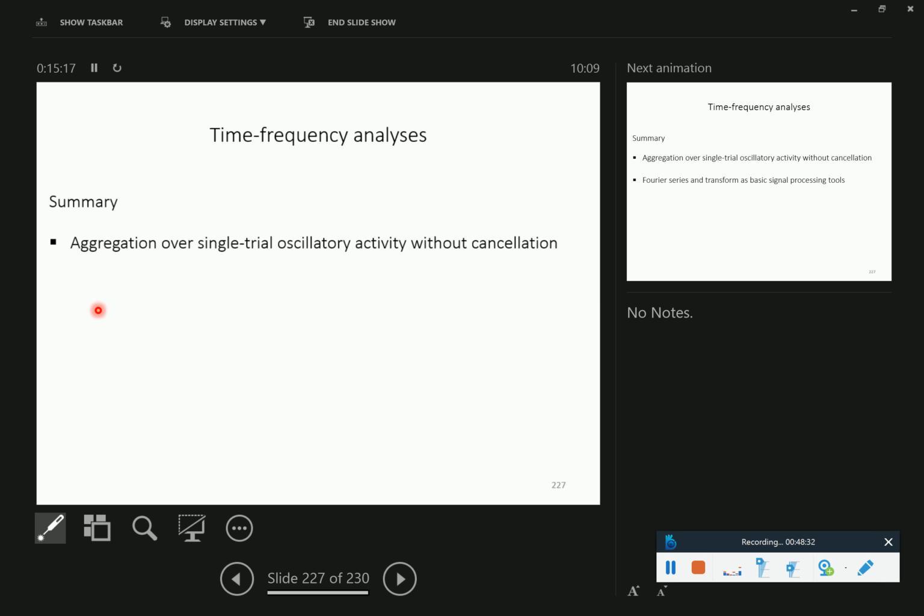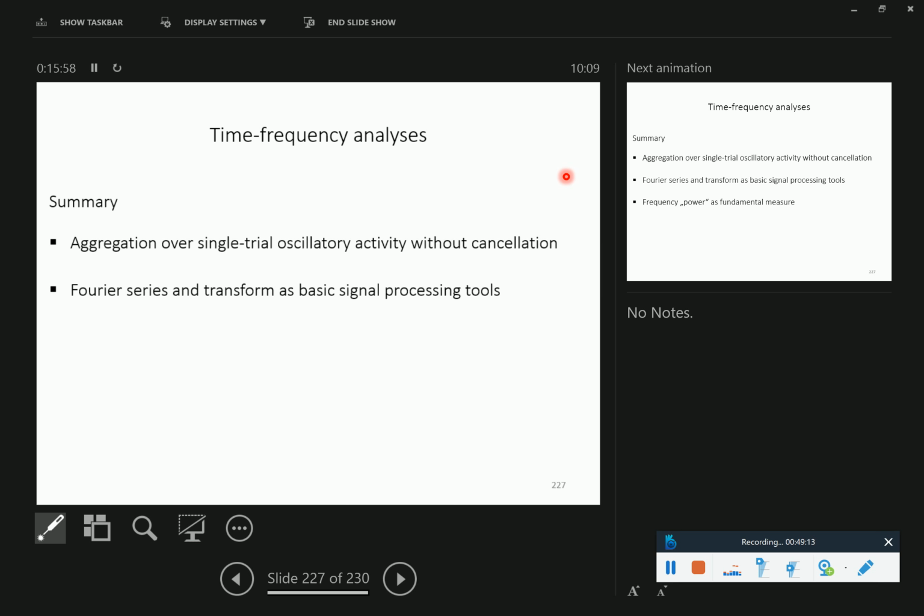Good, so summary. The motivation for time frequency analysis is to aggregate single trial oscillatory activity without cancellation. That's the basic motivation. But then in the end, maybe this is not always what is being shown. Fourier series and transform are basic signal processing tools used for this, but the whole Fourier analysis business is mathematically not that involved. It just rests on calculus. You don't need probabilistic models to understand the Fourier transform, but it needs some work, and you need to be familiar with different ways of representing frequency information and so on.